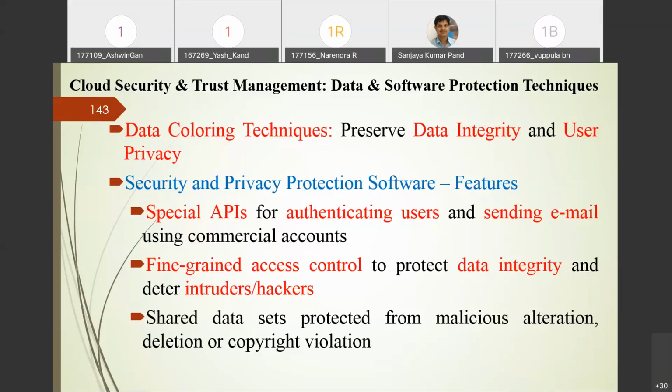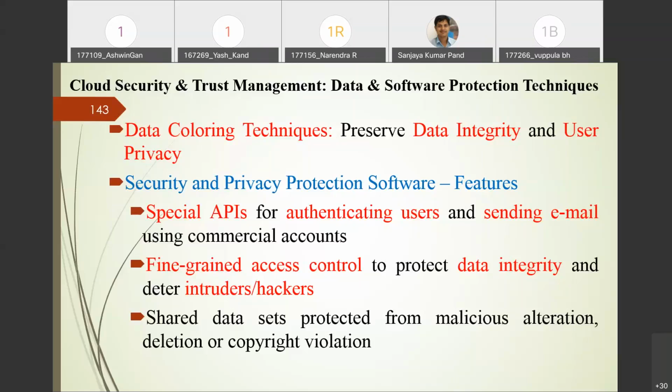Apart from this, if you go for security and privacy protection feature software, it has numerous features, right? Many software are there, like antivirus. You can also say it is security and privacy software, right? You can use that software to combat various types of attacks, right? So what are the features that software has? The first one is special APIs for authenticating users and sending email using a commercial account, right? Specific APIs are given by this particular software so that you can authenticate a particular user.